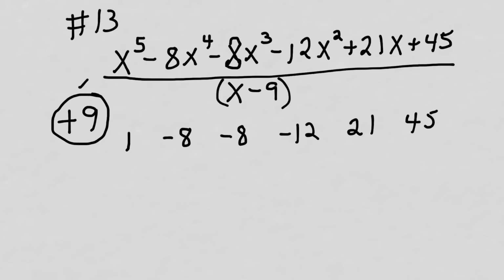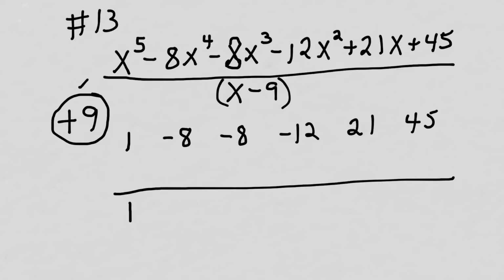I went ahead and set this up. I wrote down the coefficients. The coefficient of x to the 5th is 1. The coefficient of negative x to the 4th is negative 8. Then you follow across here: negative 8, negative 12, 21, and 45. For synthetic division, we draw this line. We seed the problem with a 1. Now we get into our repetition of multiplying and adding.